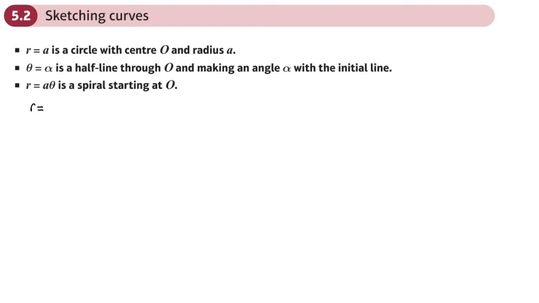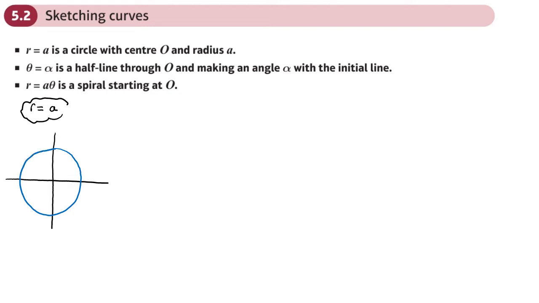If we have r equals a, where a is a constant, what you get is a circle centered on the origin with a radius of a. So we will get something like this. This is meant to be a circle, folks. The radius of this is a, so I'll be crossing at a on that axis and negative a on there and so on.